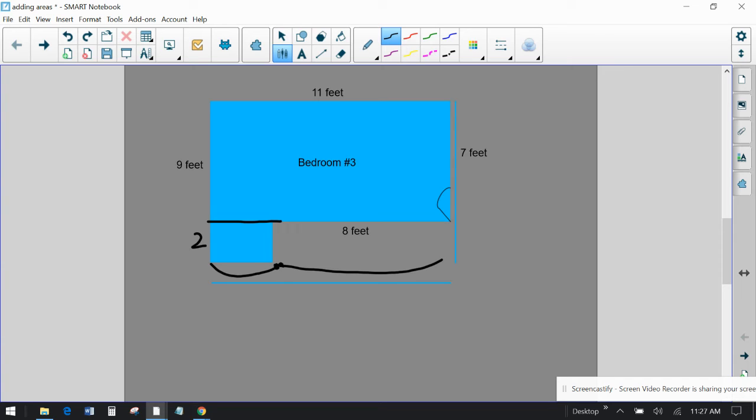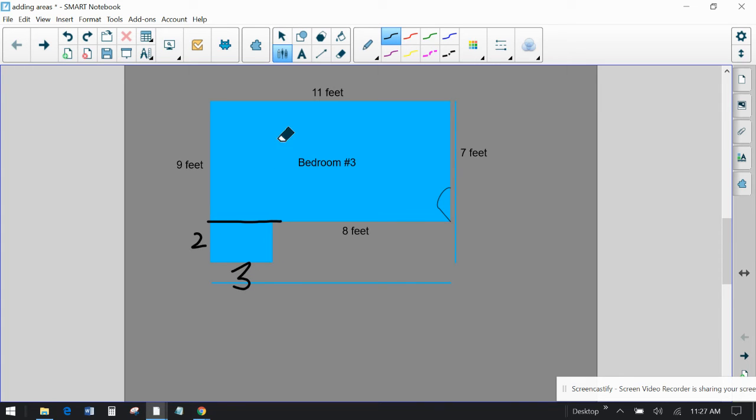Well, let's count on from 8. So we go from here to here is 8, and then we go 9, 10, 11. So this has to be 3 jumps, or 3 feet. So I'll erase this, and I'm going to write in my 3.